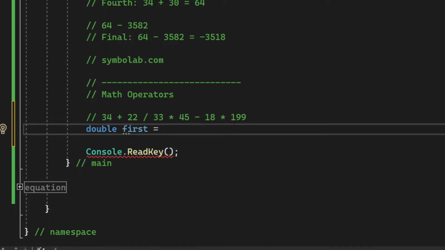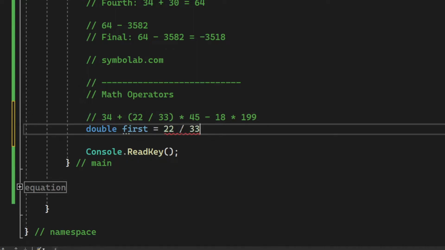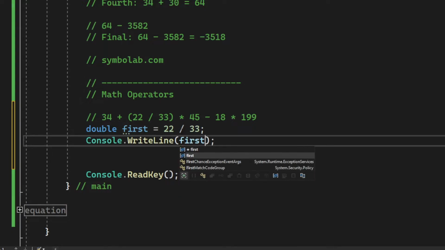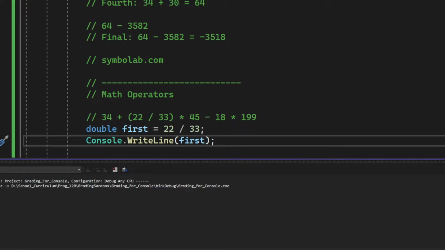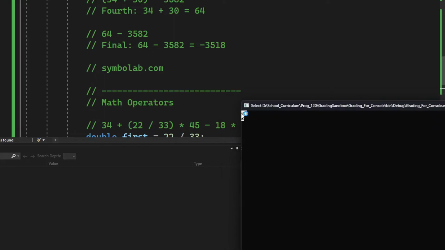So I have my double first, and I'm going to do this part of the equation again, 22 divided by 33. And now I want to double check my numbers to make sure I'm getting the proper result. So I'm going to come here, I'm just going to do a WriteLine and display my result of first. This is weird. My result is actually 0. Can you see why?